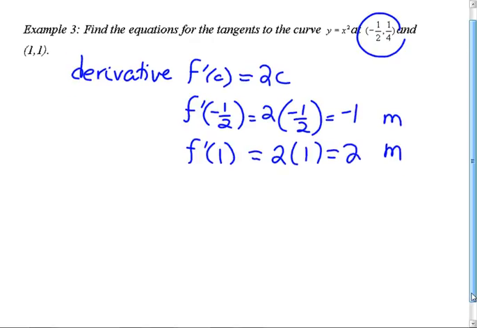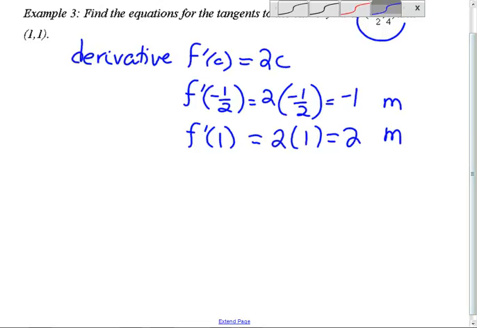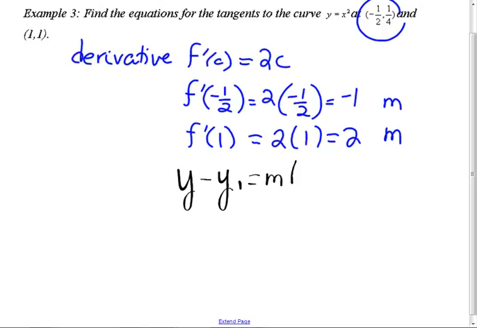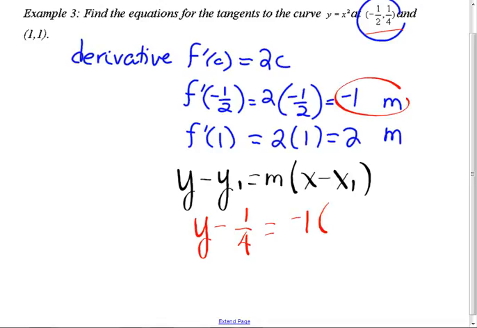Can you write the equations of those lines? It's y minus y1 equals the slope times x minus x1. So doing the first one, it's y minus, what's the y value for my first point? 1/4. What was the slope there? Negative 1. X minus a negative 1/2. Do I need to simplify that? Only if it's multiple choice, you have to worry about it because you have to match. What's the equation for the other one?